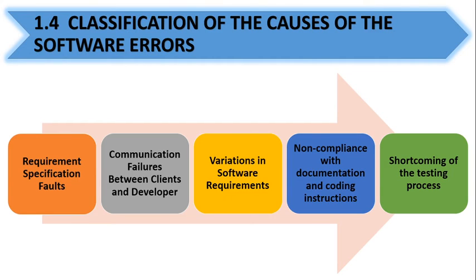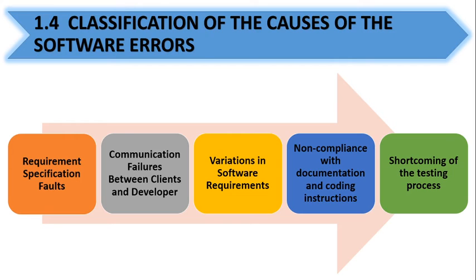There are different causes of software errors, such as faulty requirement definitions, deviations from the software requirements, client-developer communication failures, coding errors, procedure errors, non-compliance with the documentation and coding instructions, logical design errors, shortcomings of the testing process, and documentation errors. These are the different causes of software errors.